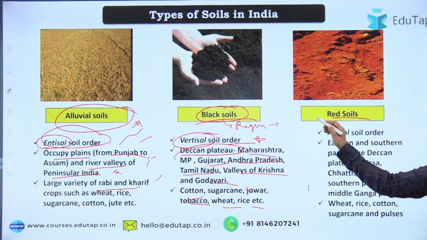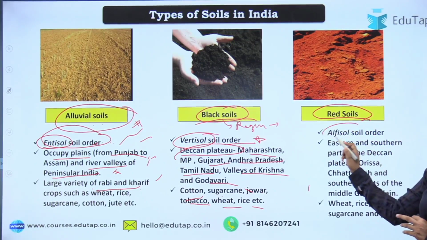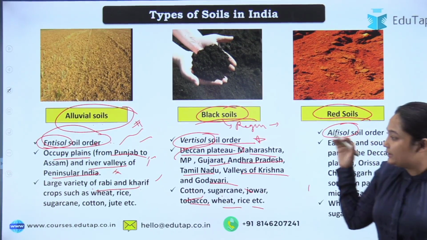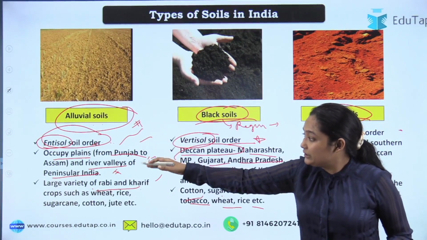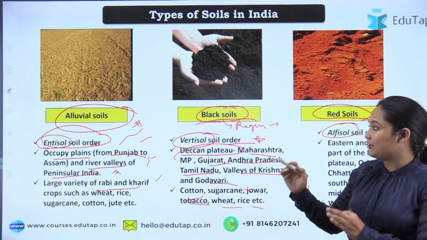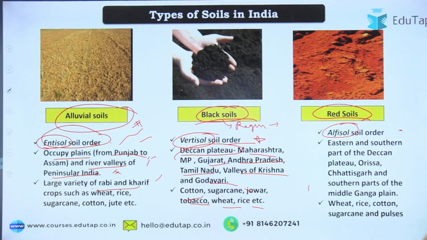Now moving to red soil. If somebody asks what the order of red soil is, you will answer alfisol. Again, it doesn't mean that alluvial soil only contains entisol. It means that entisol will be the major part of alluvial soil. For black soil, the major part will be vertisol, and for red soil, the major part will be alfisol.